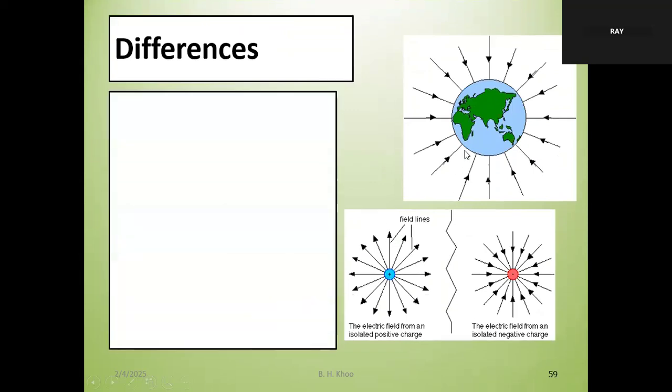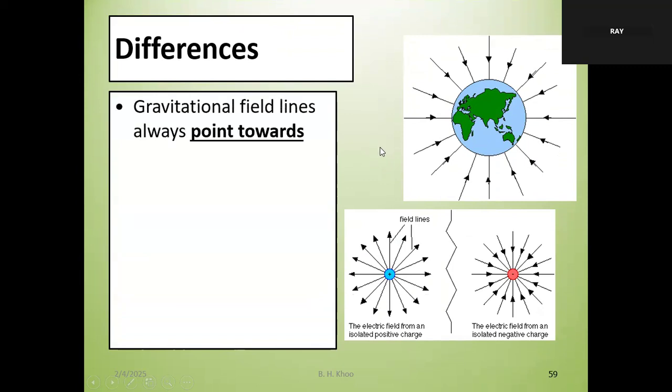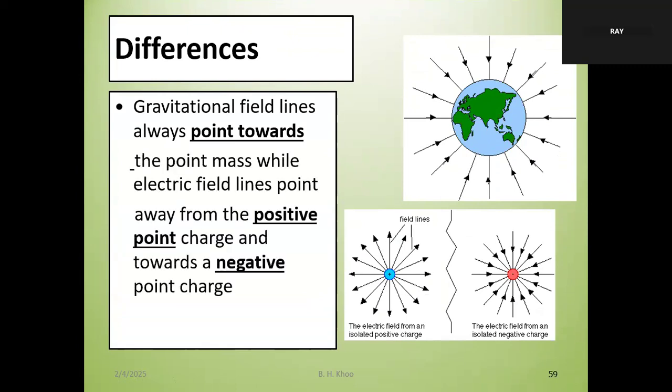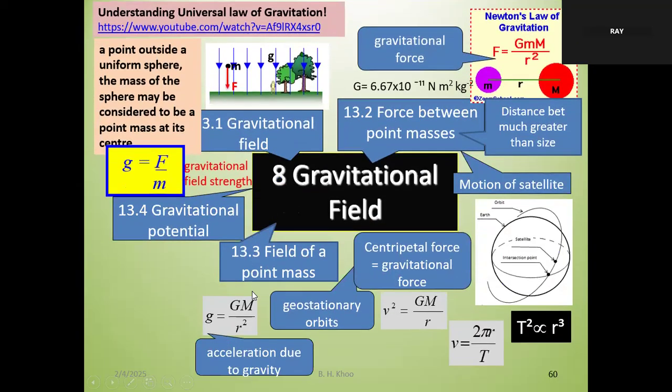Differences. Gravitational field has one kind of mass only, whereas electric field has positive or negative charge. Positive charge, negative charge, the field lines are different. Gravitational field lines always point towards the point mass, while electric field lines point away from the positive charge and towards the negative charge. Okay, so all these formulas you need to know how to use.